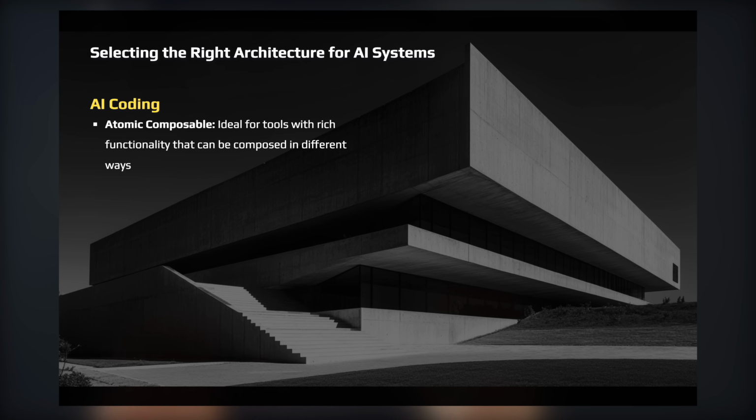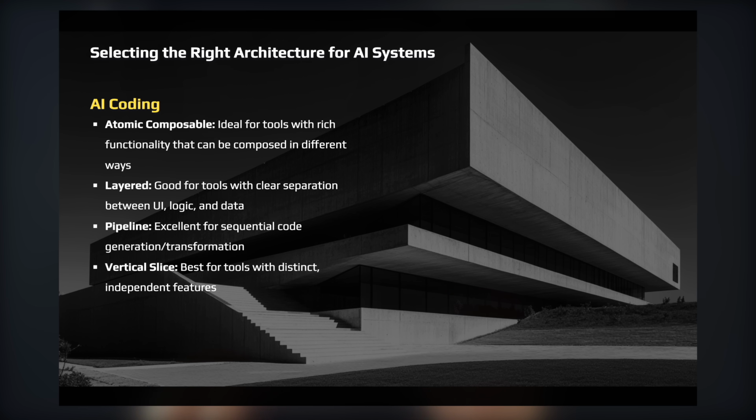Okay, so for AI coding, we looked at the atomic composable, we looked at layered, pipeline, and vertical slice. Okay, these are all great options. I am heavily leaning toward vertical and atomic for building out code bases that are optimized for AI coding. There are, of course, as we mentioned, trade-offs in each one of these architectures.